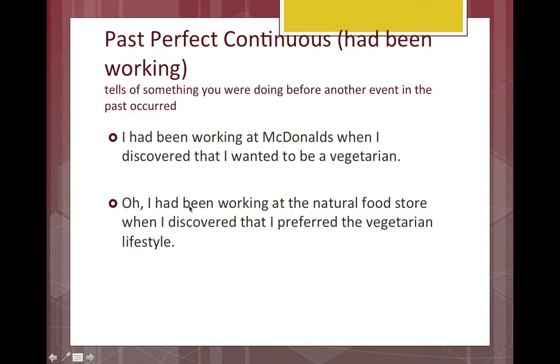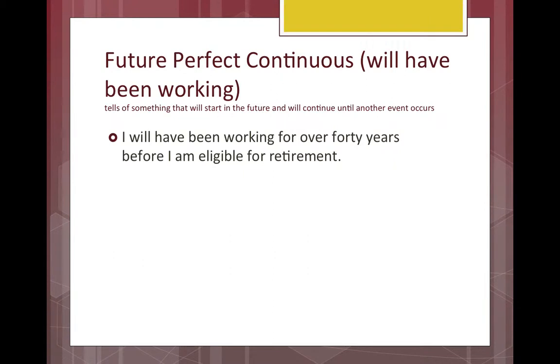Oh, I had been working at the natural food store when I discovered that I preferred the vegetarian lifestyle. So this person was still working in the past when the second thing occurred. Same here. This person still was working at McDonald's when the other past event occurred. That's why it's continuous. And very lastly, we have the future perfect continuous. And this one is rarely used. I will use it sometimes, but younger people don't typically use the future perfect continuous. They will simplify. In fact, I'm going to tell you how they would say it when I'm done with this.